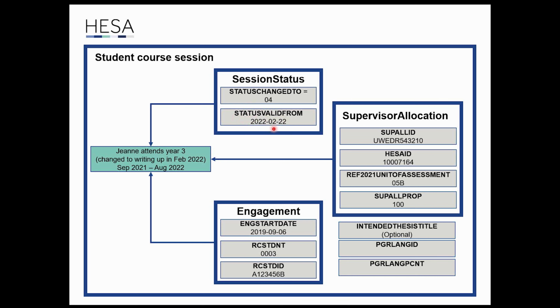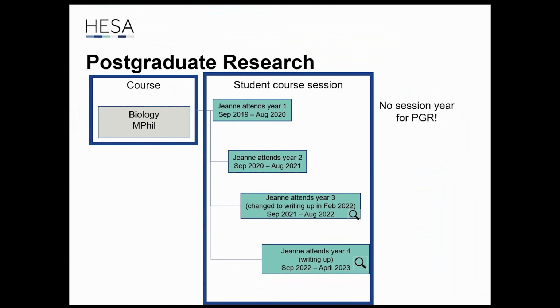Also here, you've got some of the other fields that I've spoken about. So at the engagement level, you would have the relevant research council and research council identifier. Jean would have her supervisor allocation returned. In this case, it's 100% attributed to this organisation and unit of assessment, but that entity could be repeated multiple times if that wasn't the case. And then you also might have, depending on where the provider is, so for Northern Ireland, Scotland and Wales, these language fields returned as well. So that would be returned in Student Course Session 3.